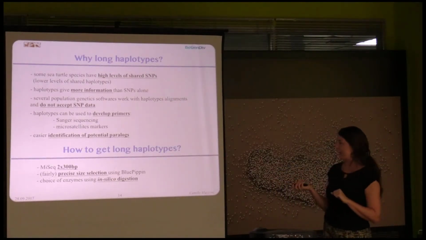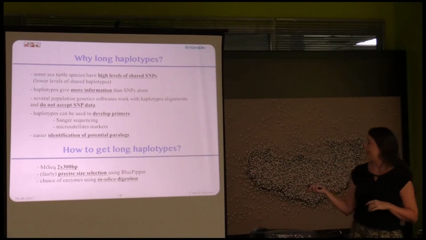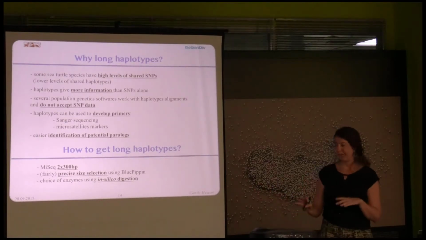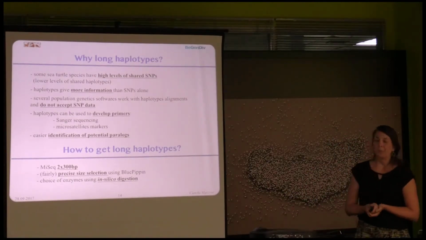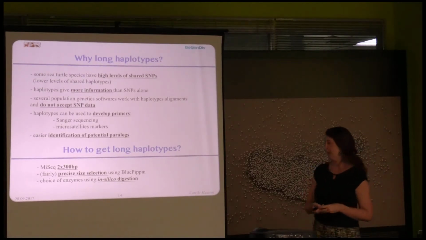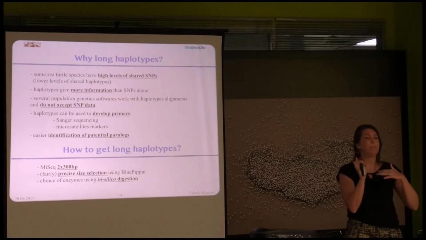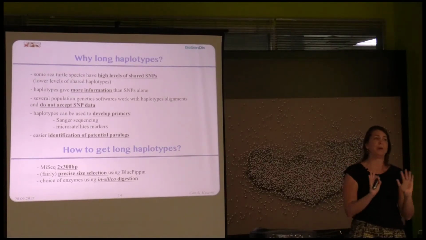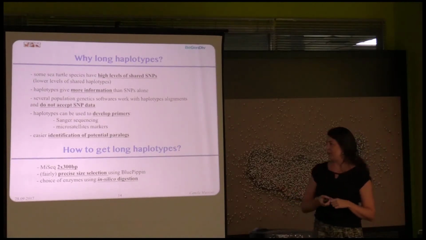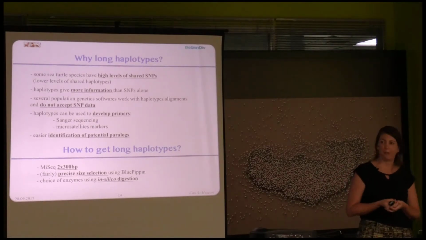How to get these long haplotypes? We use the MiSeq, a specific machine from Illumina, with paired-end 300 base pair reads, the longest reads that exist. We tried to do a precise size selection using a machine called BluePippin, which runs in a sort of pulse-field system. I don't know how to explain it, but it's supposed to be precise. Our choice of enzymes was also driven by our in silico digestion.